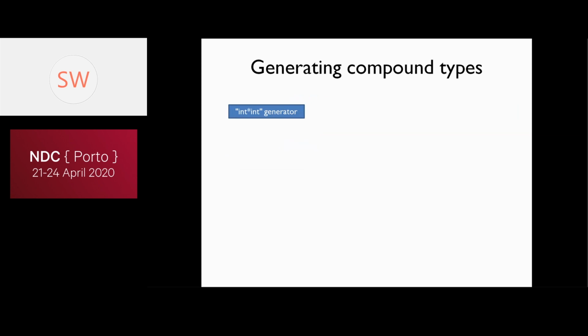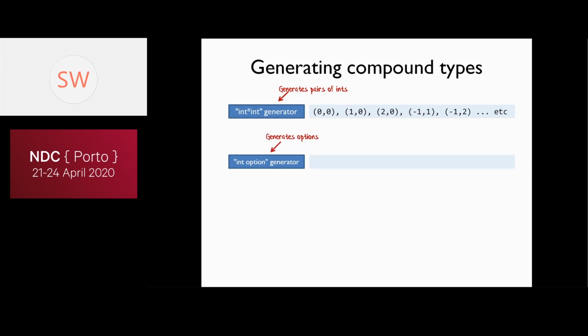And then you can generate compound types. If you want to generate pairs of integers, you just say, I want you to generate pairs of integers, and it will do that. Each part of the pair is going to be a different integer. In functional programming, we have the optional type, and you can generate optional types the same way. Sometimes it'll be something, and sometimes it'll be nothing.